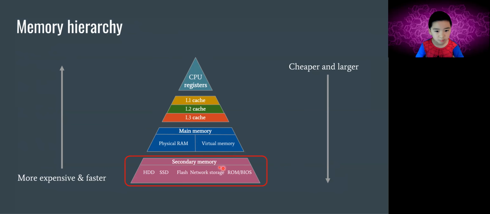At the bottom of the memory pyramid is the secondary memory. This is where the programs and data are stored permanently. This type of memory is thousands of times slower than the main memory, but the size can be hundreds of times bigger.